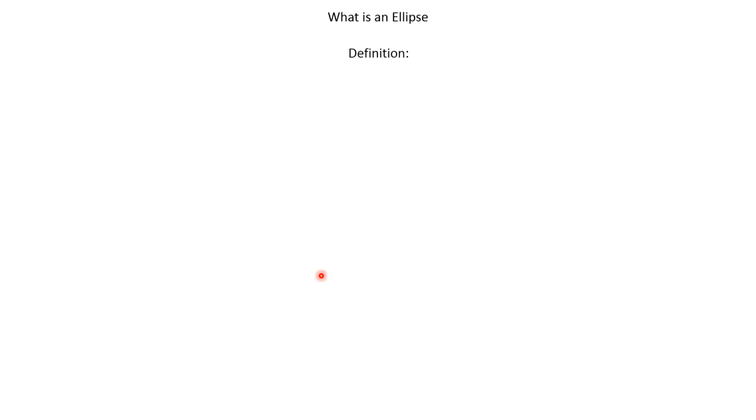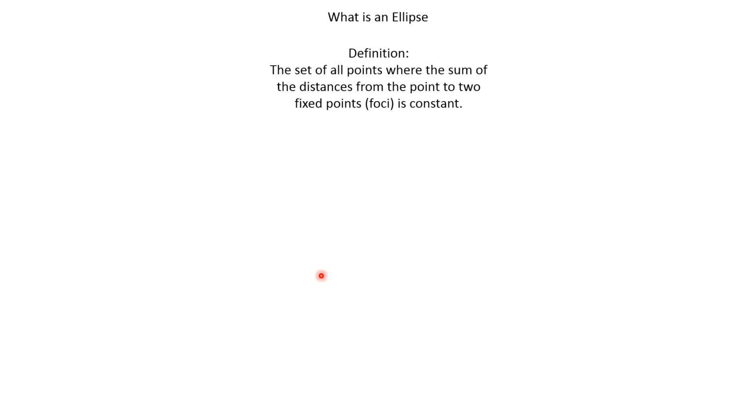What is the ellipse definition? An ellipse is the set of all points where the sum of the distances from the point to two fixed points, the foci, is constant. I'll explain that in English in just a second. But remember, the definition for a circle is just the set of all points whose distance from a central point is constant. Well, now we have two distances that we're adding together to be constant. So what are those two distances?